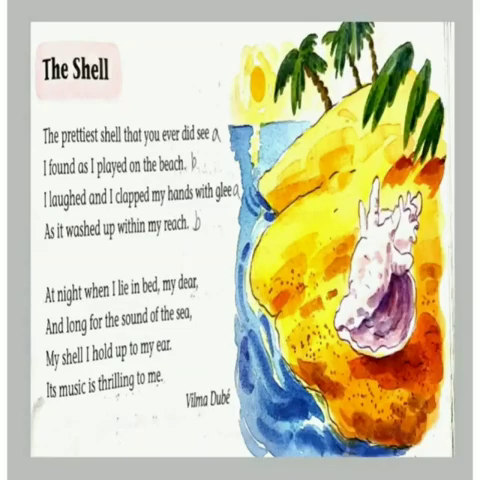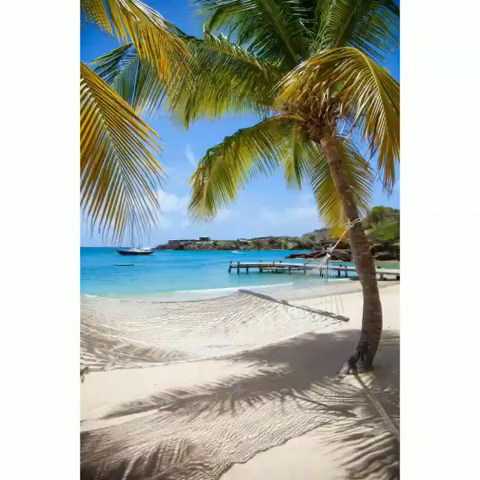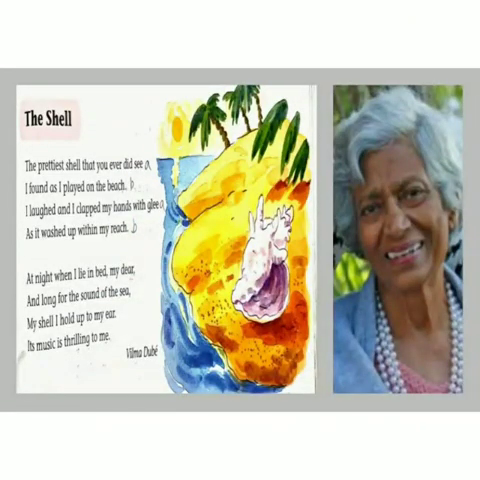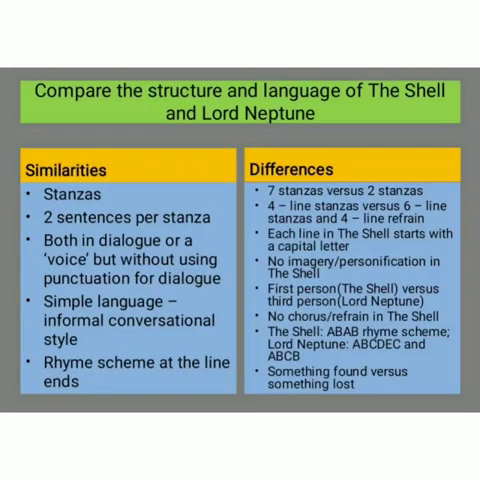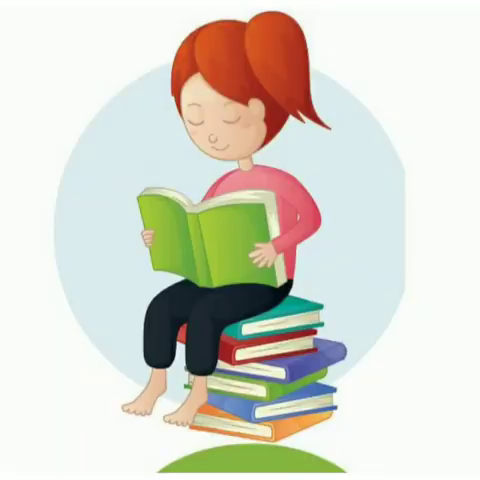You also have to read the second poem, The Shell, written by Vilma Dubé. Then compare the poem with Lord Neptune. Both the poems are about the beach, although The Shell is to do with finding something, whereas Lord Neptune is about losing something. You can go through the table list of similarities and differences given in the PowerPoint presentation. You can also choose one of the poems and practice poetry reading aloud.